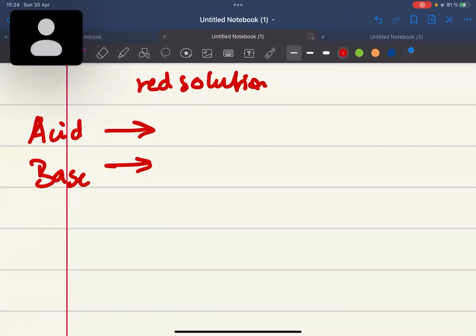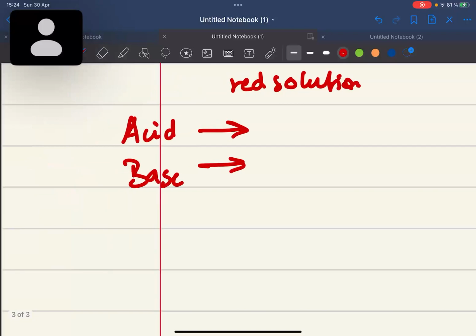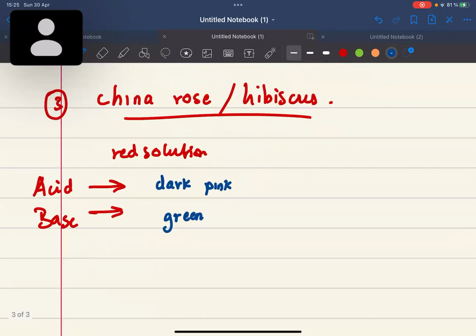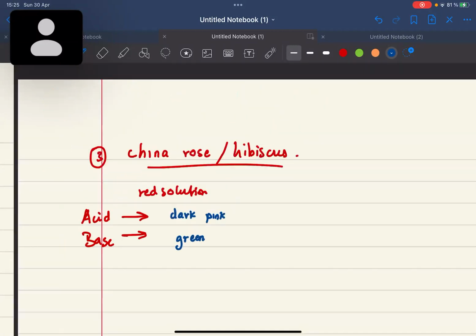Fine. So actually the changes are: acid solution turns into dark pink, and basic solution turns into green. So you'll have to learn what color the indicator changes an acid solution to and what color it changes a basic solution to. All right, so you have to do that. Just make note of this and we'll go to the next part.